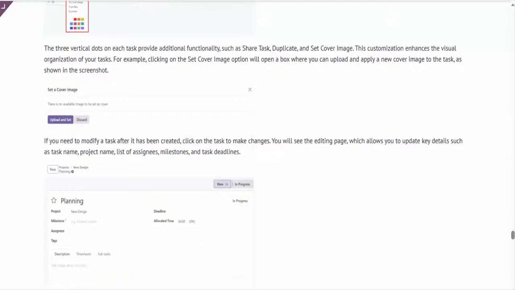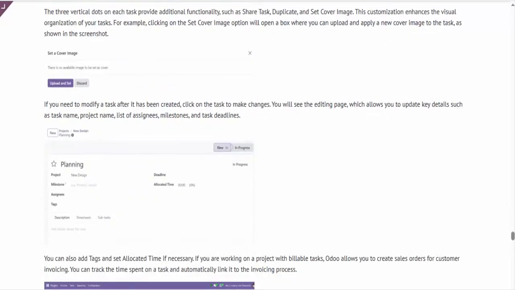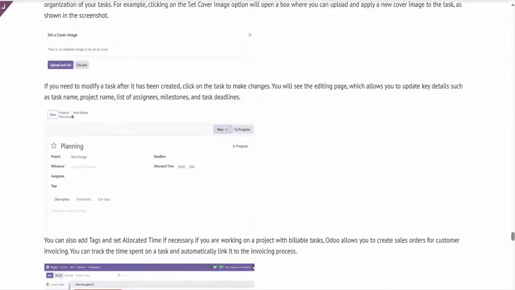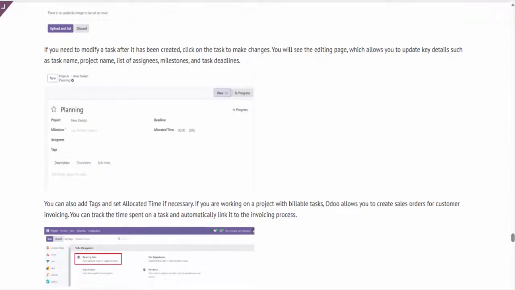For example, clicking on the Set Cover Image option will open a box where you can upload and apply a new cover image to the task, as shown in the screenshot. If you need to modify a task after it has been created, click on the task to make changes. You will see the editing page, which allows you to update key details such as task name, project name, list of assignees, milestones, and task deadlines. You can also add tags and set allocated time if necessary.